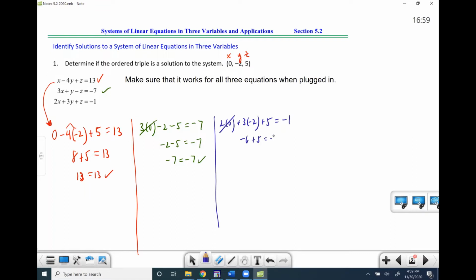-6 plus 5 indeed is -1. So our conclusion is it is a solution.